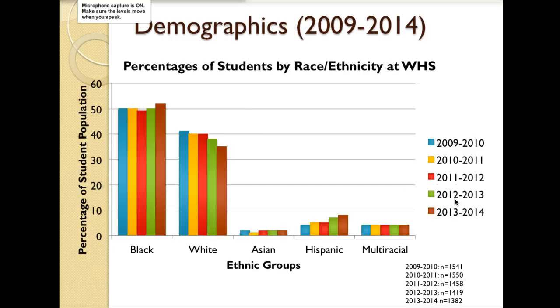As far as demographics are concerned, our school is predominantly African American. You'll see here over 50% Black in the last school year. Our white students still comprise a pretty significant portion of our population, though that is trending downward. Asian and multiracial are pretty small groups in our school, and our Hispanic population is still relatively small, but you can see here it's been trending upward, somewhere around that 8 or 9% for the last school year.